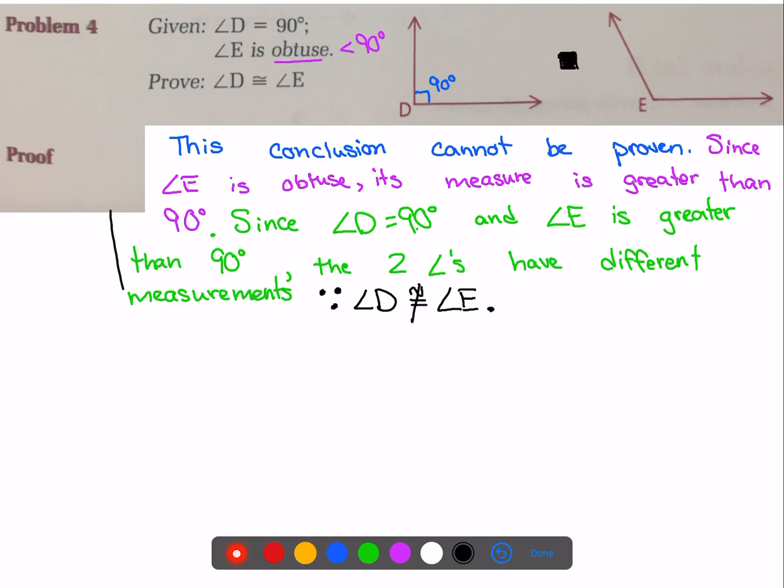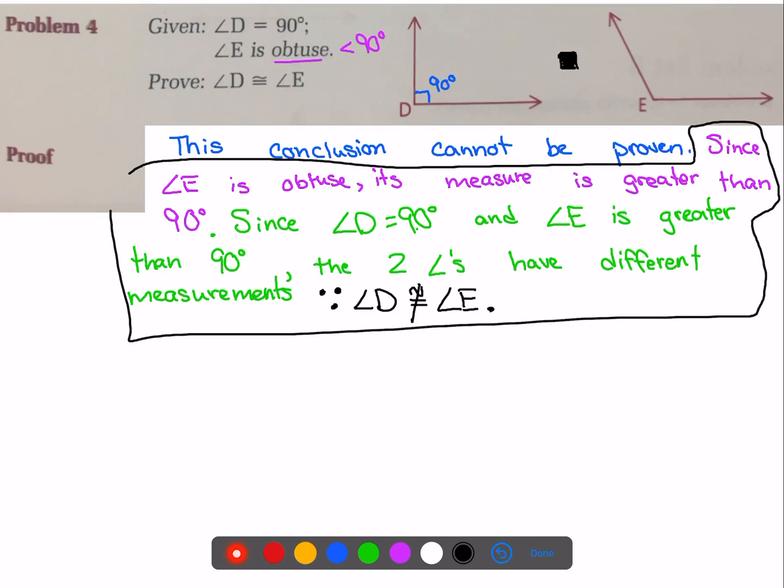Now, anything after the blue here, that is all of our counterexample once again. So that is our counterexample.